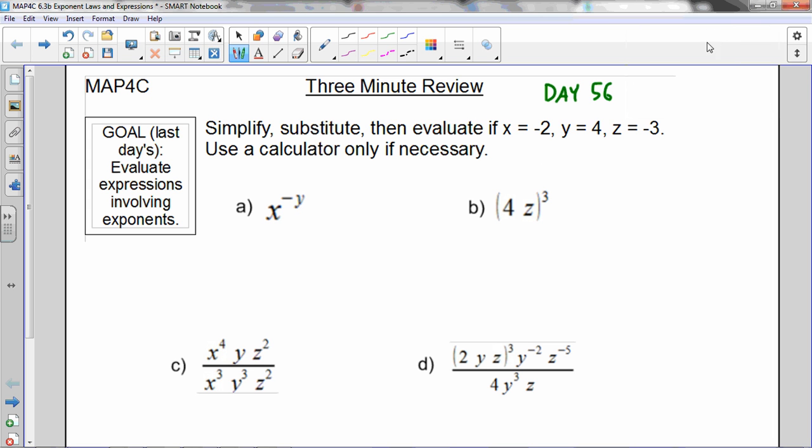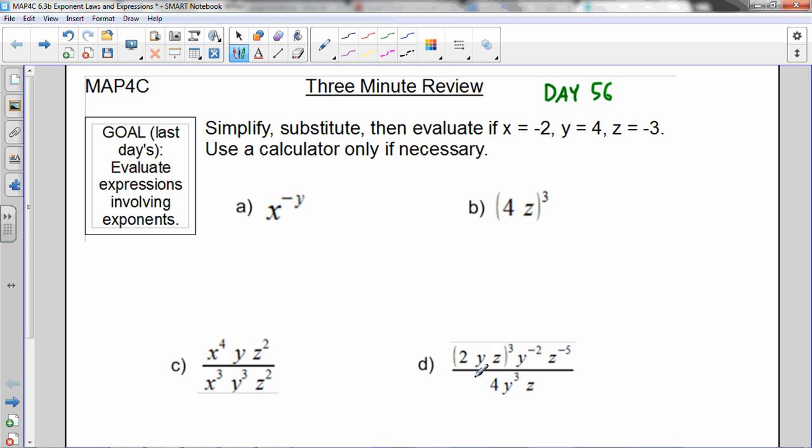All right, day 56. This is the second day of exponent laws and expressions, and this should be a fairly short lesson, fairly short set of homework, so this might be a little bit of a catch-up day, I hope. The goal for the 3-minute review is to evaluate expressions involving exponents.